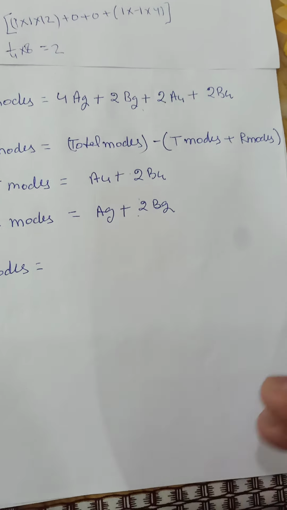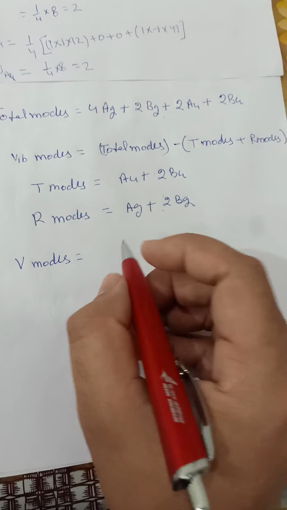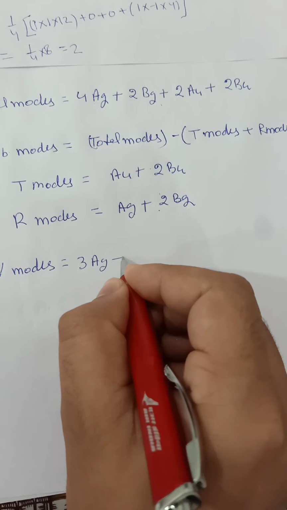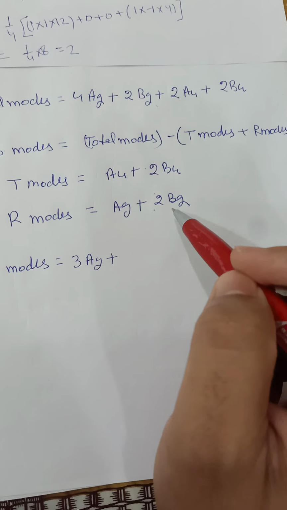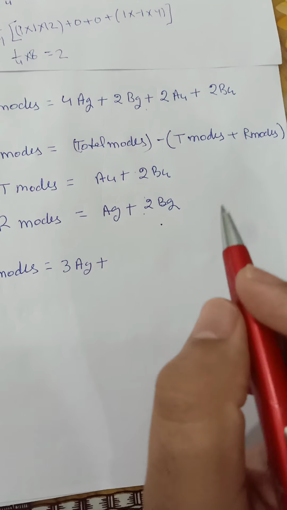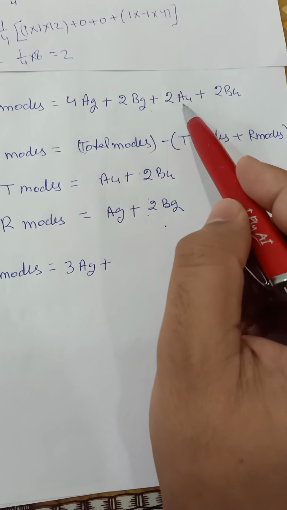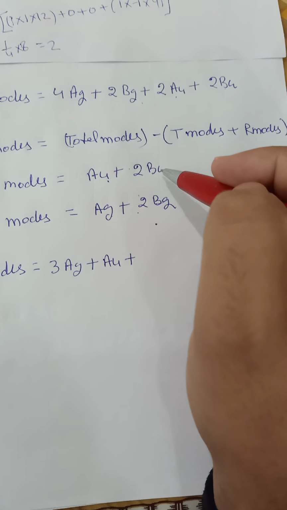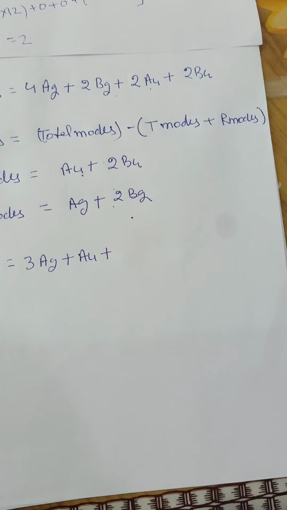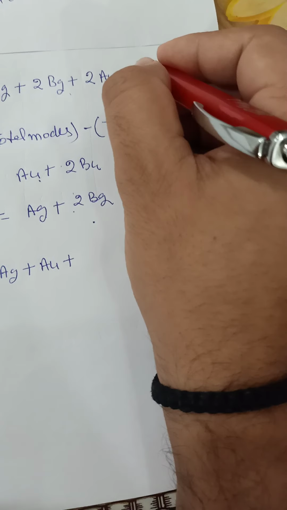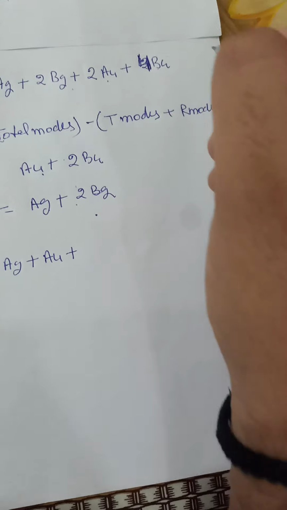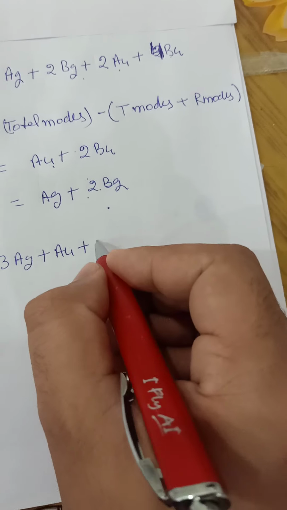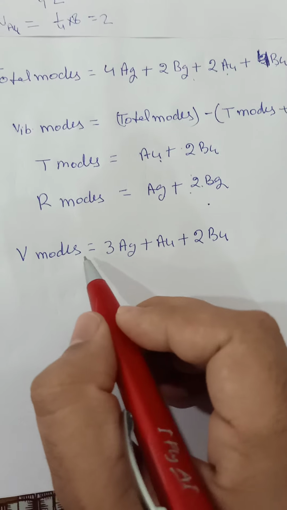If you subtract, you will get, since 4AZ minus 1AZ, 4 minus 1 is equal to 3AZ, plus 2BC, and here also we have 2BC, so they cancel out, there is no BC remaining. Now 2AU and 1AU, we will be left with 1AU plus 2BU. This is, I think, 4BU minus 2BU, then we will be left with 2BU.